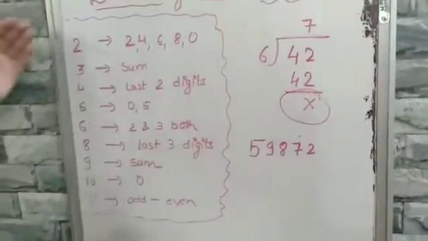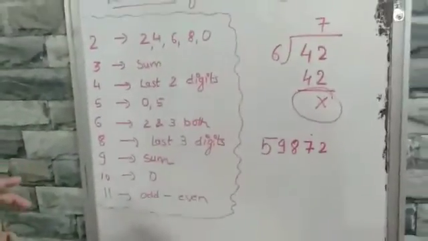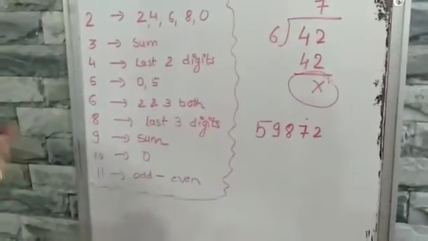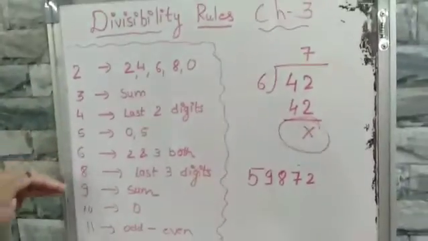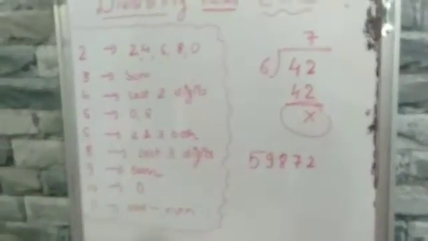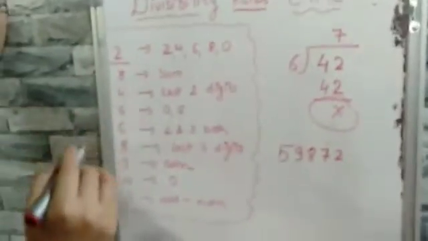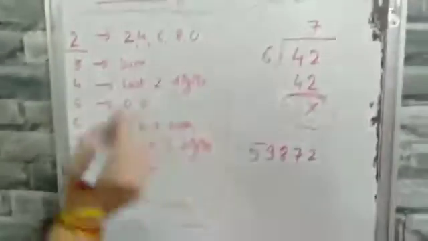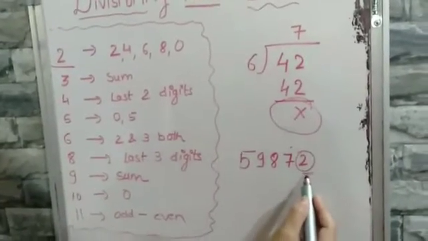Now, there are some certain divisibility rules. Without undergoing the actual division, just by examining the digits, one can know whether the given number is divisible by 2, 3, 4, 5, 6, 8, 9, 10 and 11. How? I am telling you. Starting with 2. Whether the given number is divisible by 2 or not, we can find out by looking at the digit at the end, that is the ones digit.